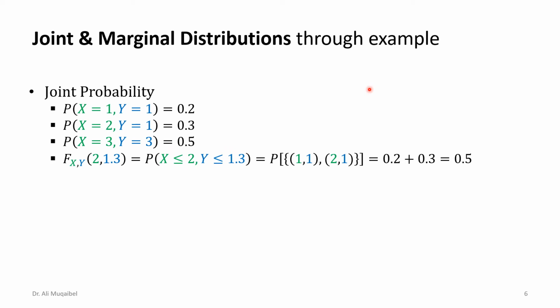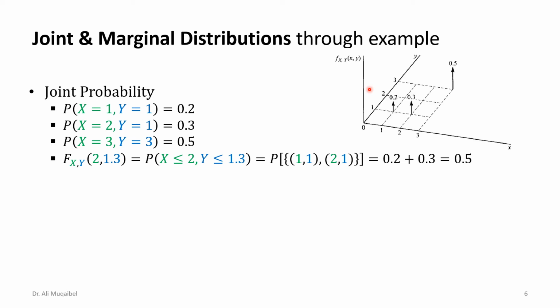So the CDF equals 0.5 at x equal to 2 and y equal to 1.3. Now the sketch on the side here shows you the PDF. So it's a representation of the probabilities. This is x and this is y. And these deltas represent the possibilities. We can show this graphically.